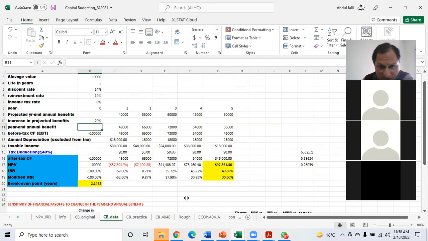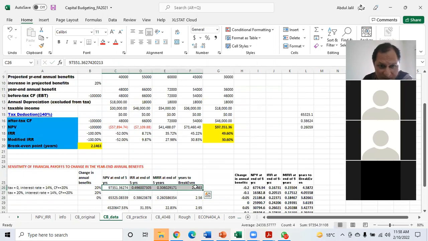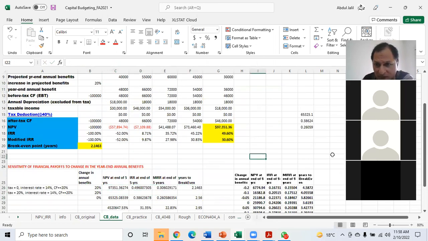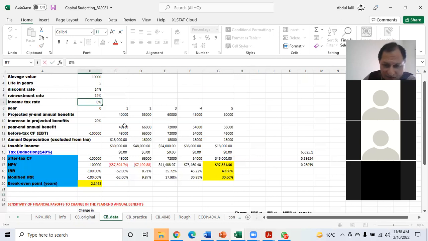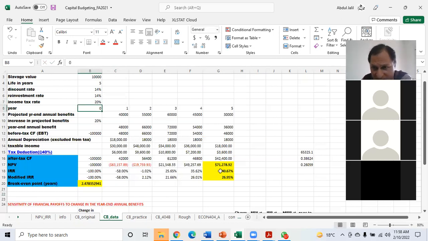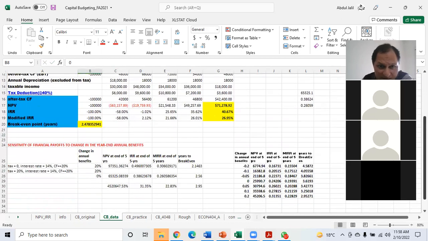So now this is the situation. Already you copied it, 97, this one, right? So there is no issue. And then you are going to add tax. Where is the tax? This tax rate. Previously I had made it 0%. Now it comes to 20%. Now things have changed, and now we are going to compare this.